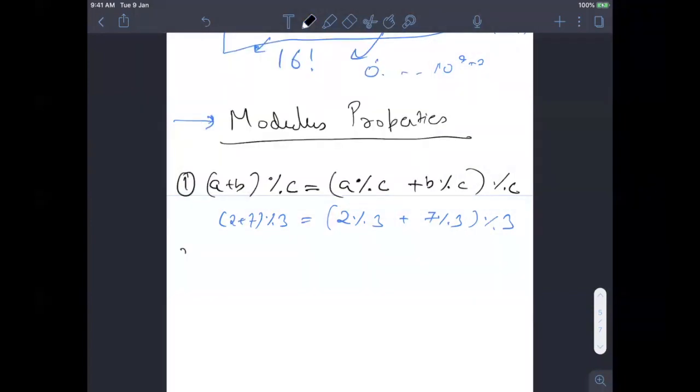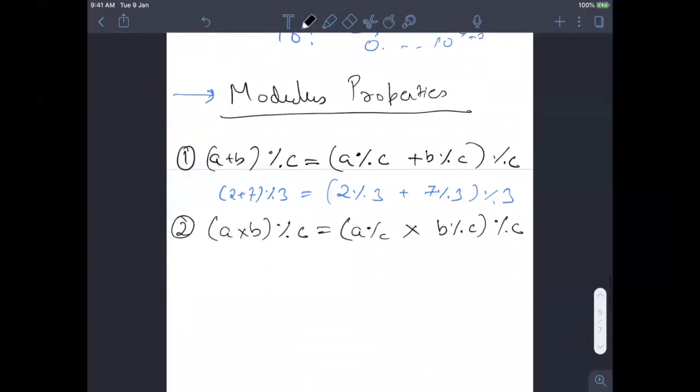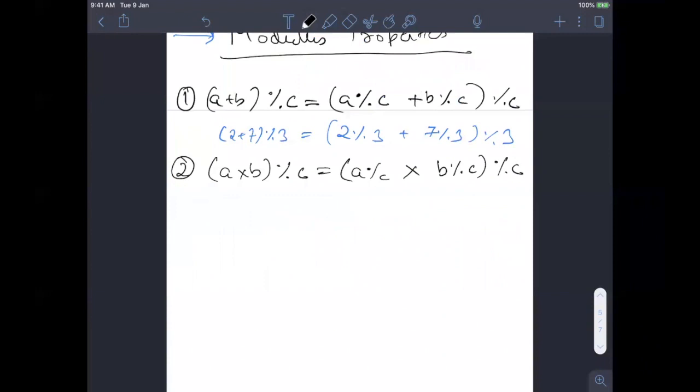The second property is (a multiply b) mod c. I can write it like this: ((a mod c) into (b mod c)) whole mod c, similarly to plus. So we are just breaking a and b. The example is very simple, you can just copy it.